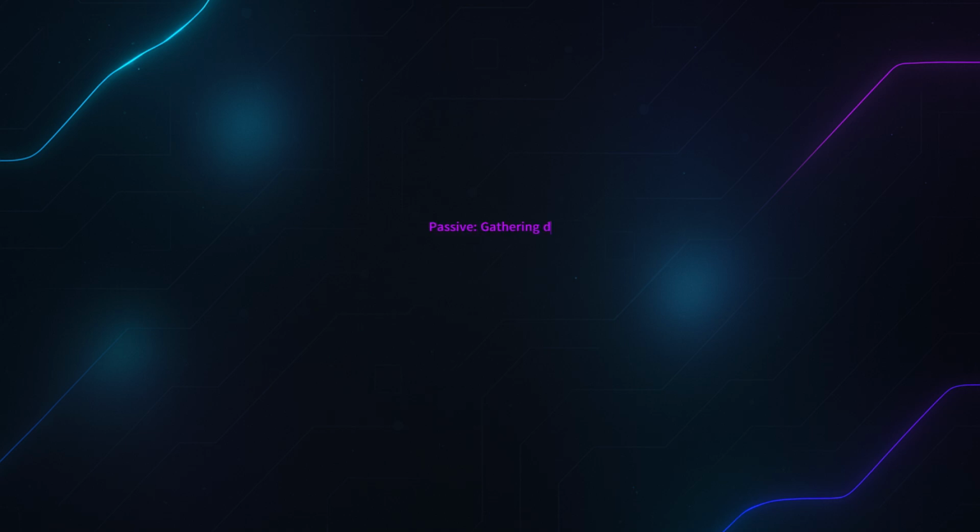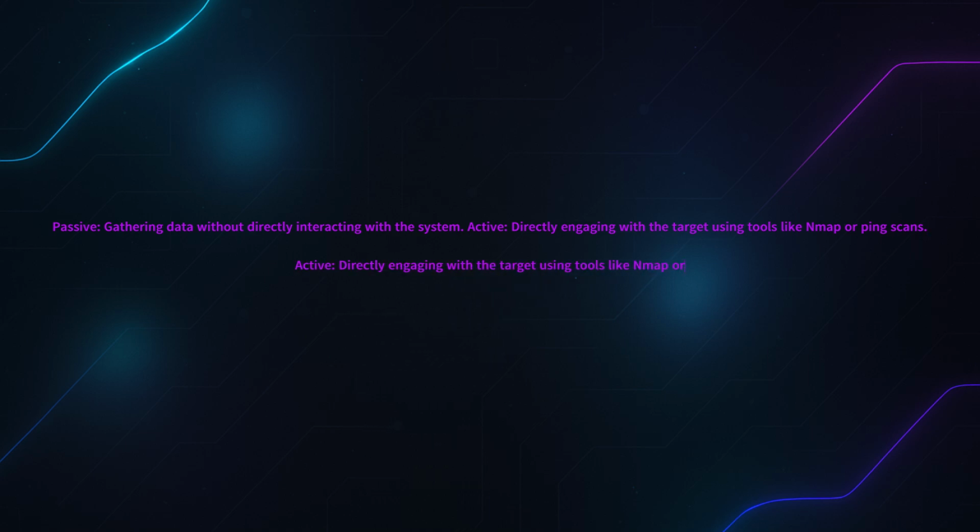There are 2 types of reconnaissance. Passive, gathering data without directly interacting with the system. Active, directly engaging with the target using tools like Nmap or ping scans. Think of it like planning a break-in but only to help improve the building's security.